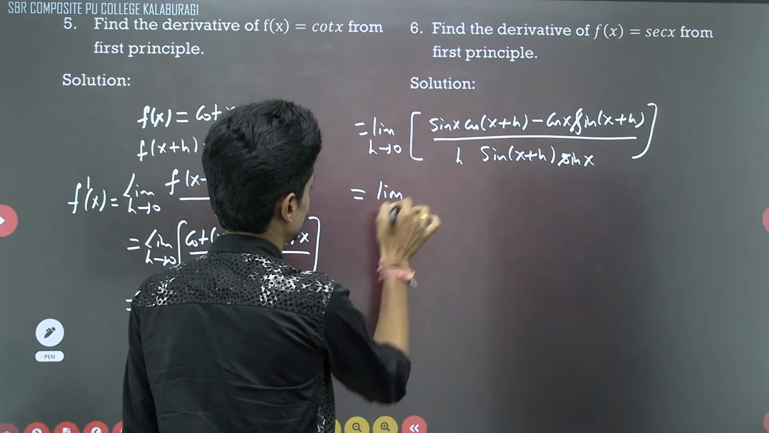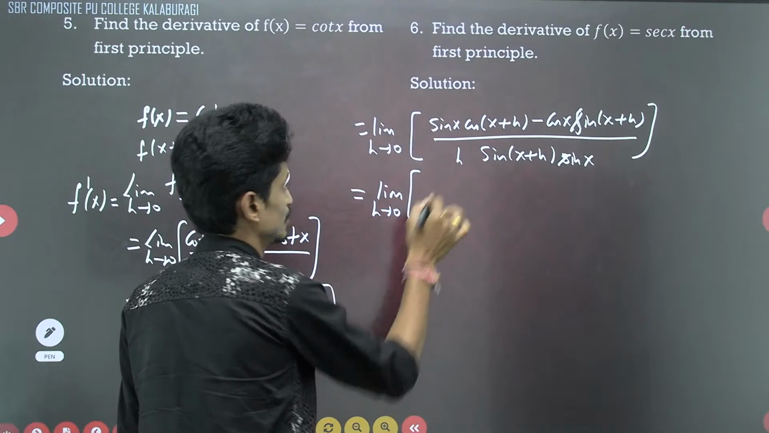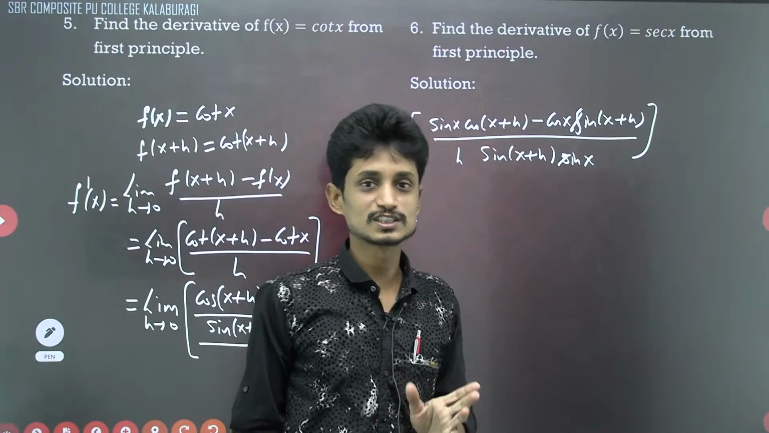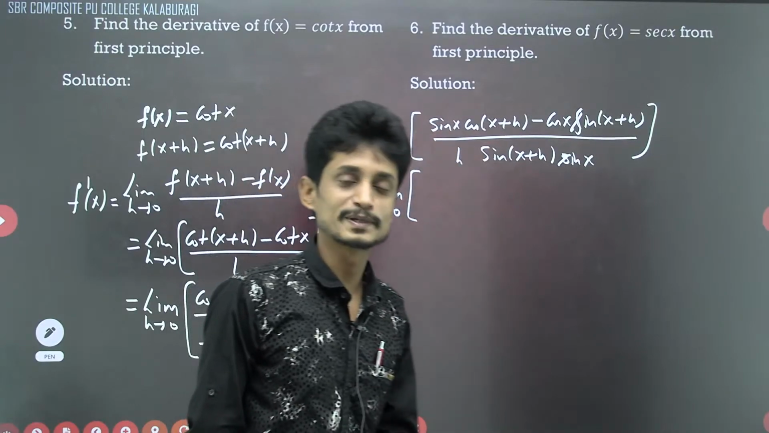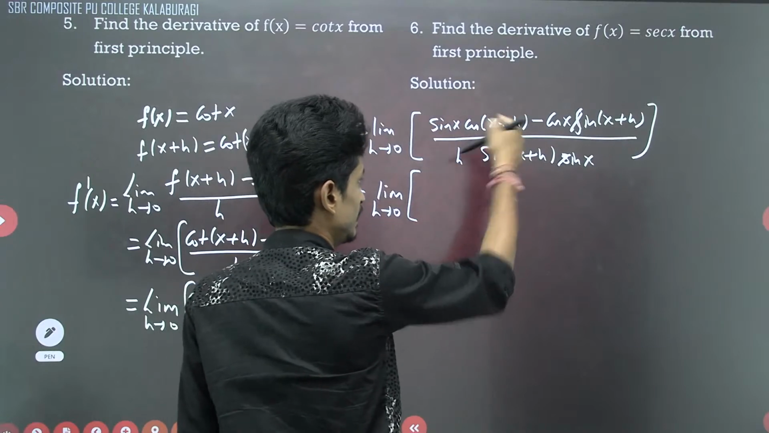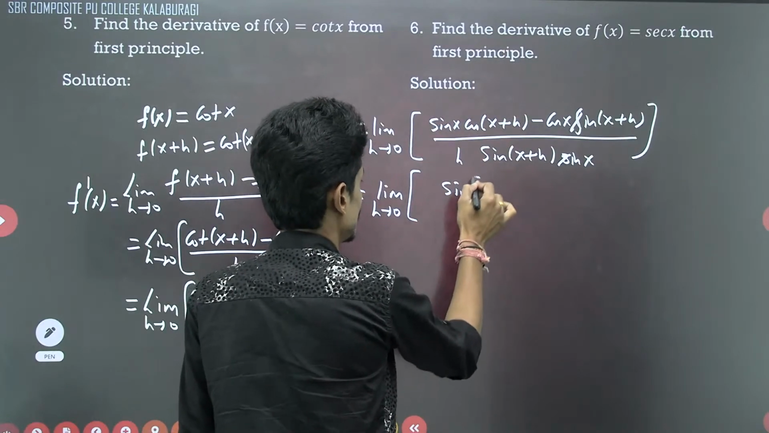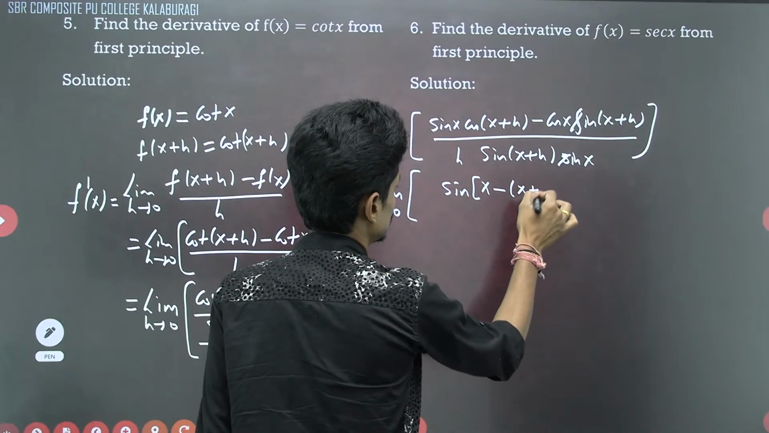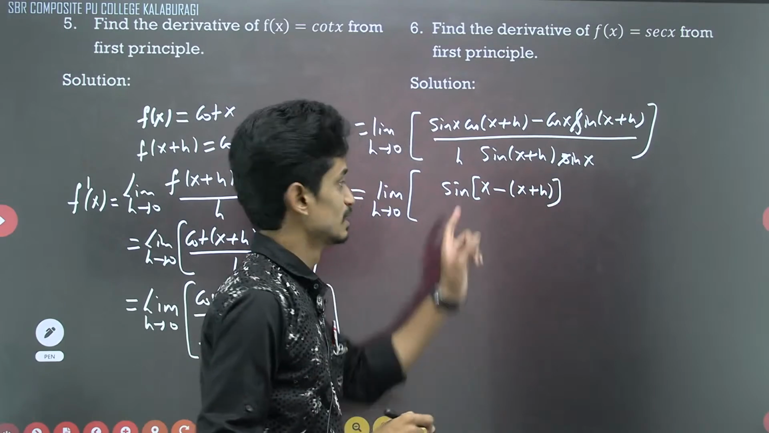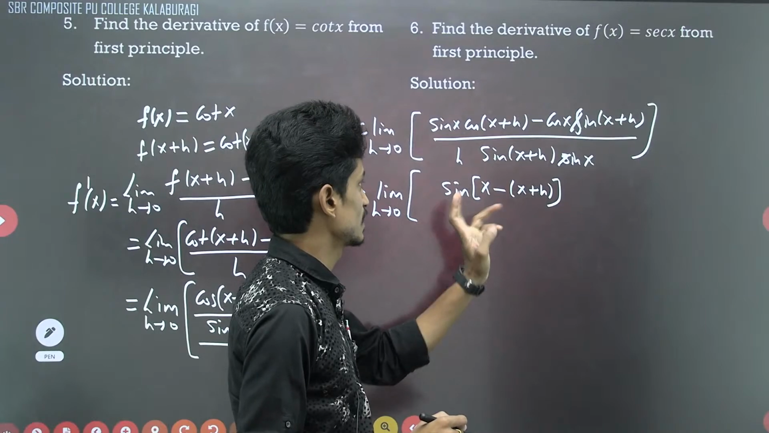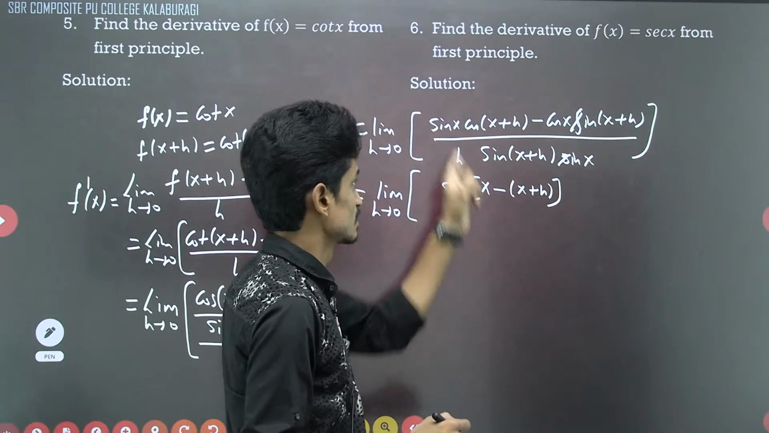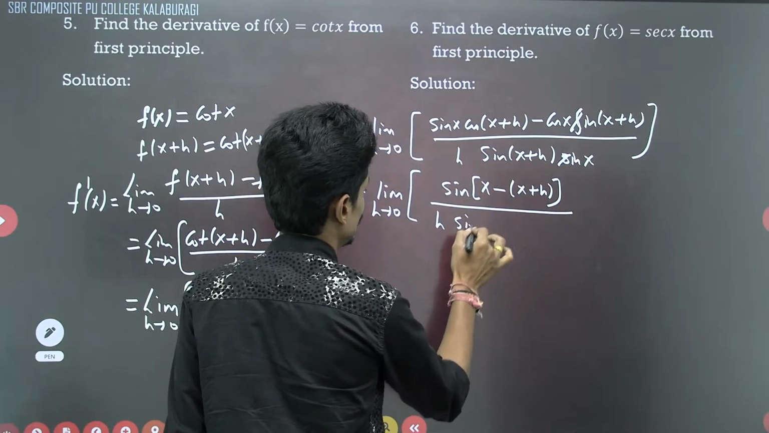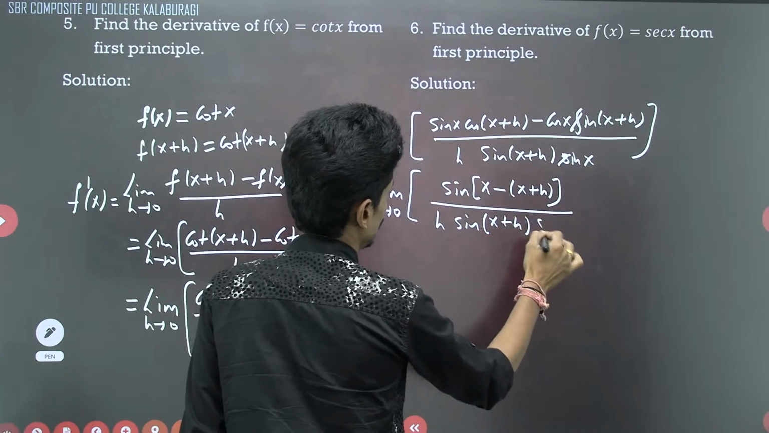How can we simplify? Limit as h tending to 0. Sin a cos b minus cos a sin b. There, x plus h we had considered as a, but here x should be considered as a. Now a will be x, b will be x plus h. Sin of a, that means x, minus b, which is x plus h. I have taken the bracket. Sin x cos of x plus h minus cos x sin of x plus h, that is sin a cos b minus cos a sin b, divided by h into sin of x plus h into sin x.